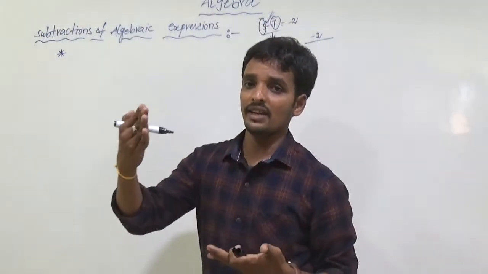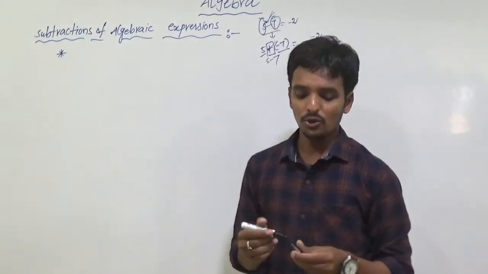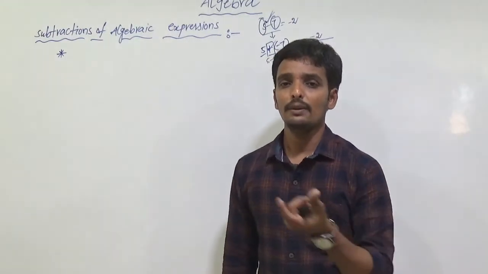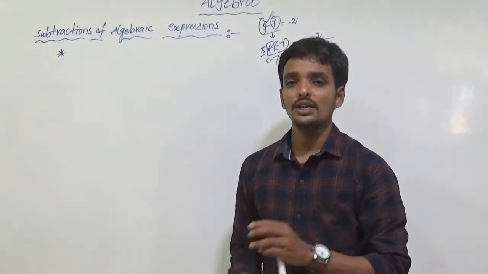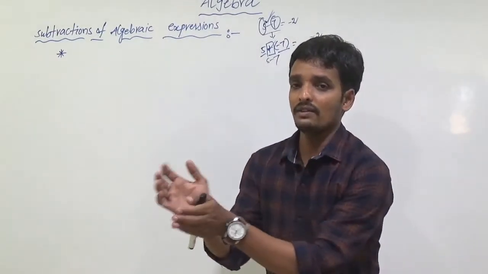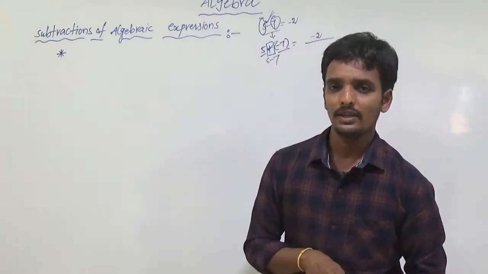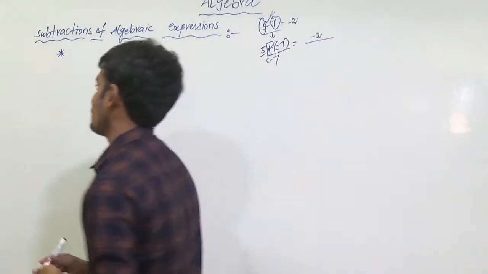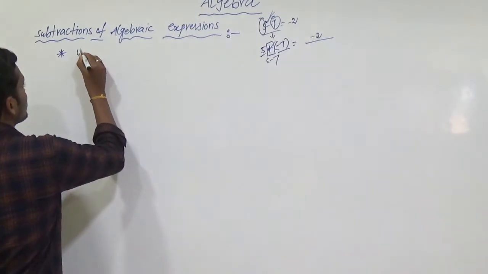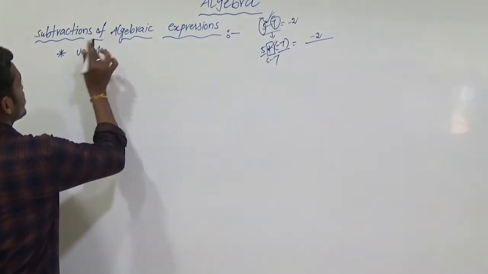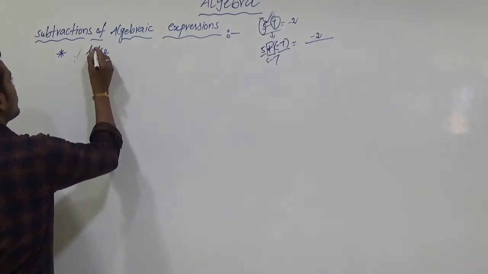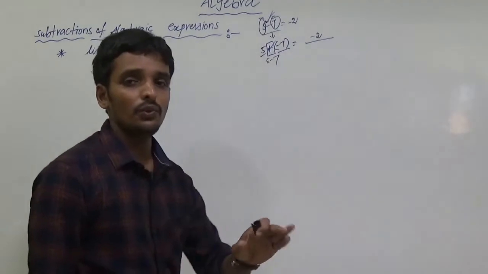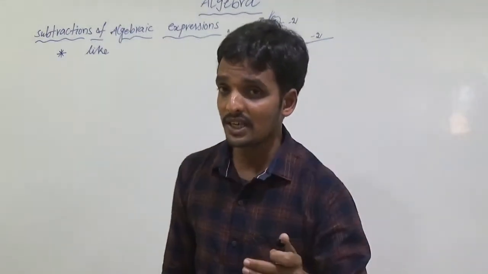For example, 7a minus 5a is equal to 2a. 5x cube minus 2x cube is equal to 3x cube. 10x cube plus 5x cube is equal to 15x cube. Here 10x cube and 5x cube are like terms, so we can add. In the same way, we can subtract. We can do the subtractions for like terms. If you have unlike terms, we don't do the subtraction. We just write as it is.